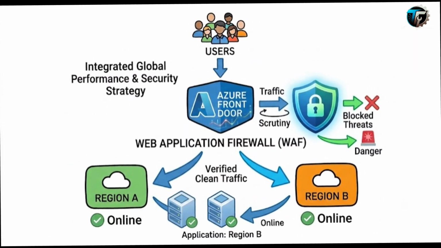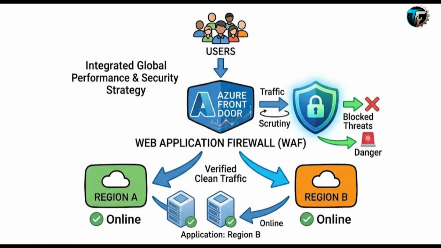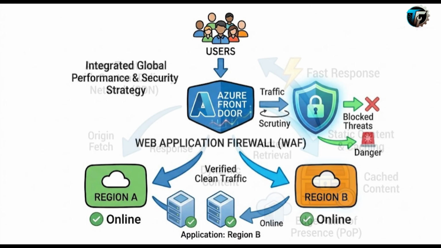Front Door becomes even more interesting when we combine it with security capabilities, such as Web Application Firewall. Instead of allowing every request to reach the application directly, we can place security controls at the global edge. This allows us to build an architecture where traffic is inspected before reaching our application backends. Performance and security can therefore become part of the same global entry point strategy.